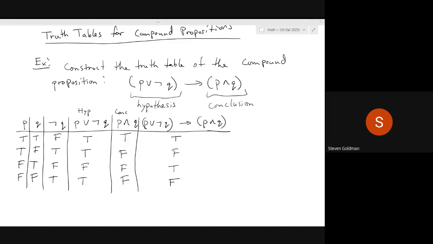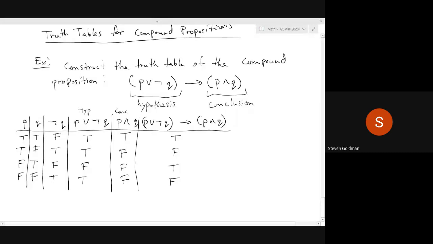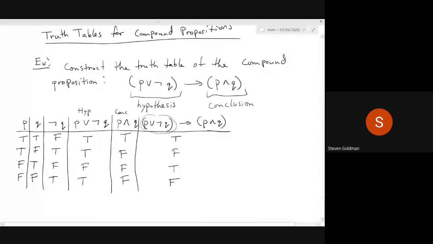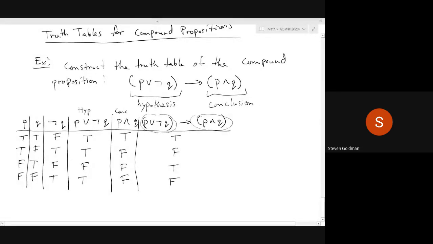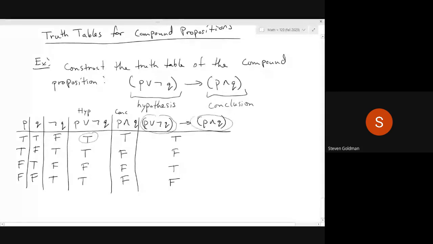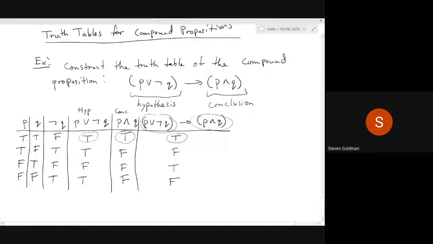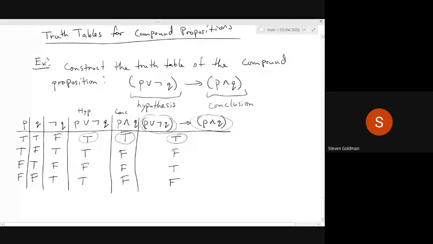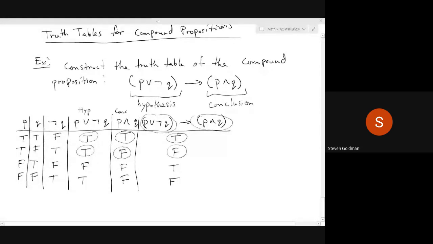Can I repeat the last column? Oh, sure. Okay, so let's go over the last column again. So here my hypothesis is P or not Q. The conclusion is P and Q. So I look over at those two. For the first row, it's true, true, so it's true. Okay. Again, conditional statements are only false when the hypothesis is true, but the conclusion is false. So if we move on to the next one, I get hypothesis is true, conclusion is false. My sentence is false.